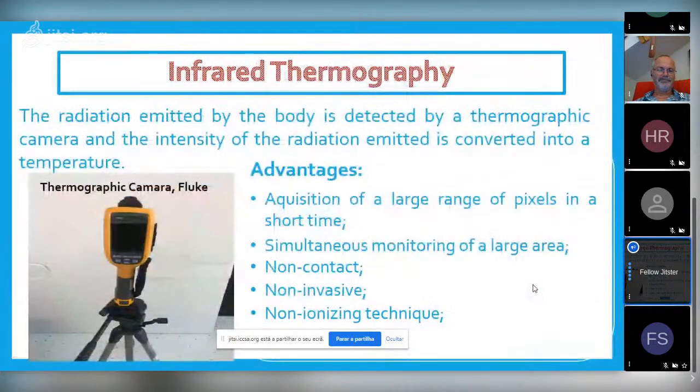Well, it is known that the radiation emitted by the body can be detected by a thermographic camera, and the intensity of the radiation emitted is converted into a temperature. So, using infrared thermography, we can analyze and observe these changes, abnormal or normal, in the body. Infrared thermography also has the advantages of allowing the acquisition of a large range of pixels in a short time and simultaneous monitoring of a large area, and it is a non-contact, non-invasive, non-ionizing technique.